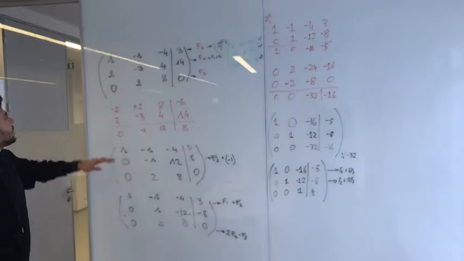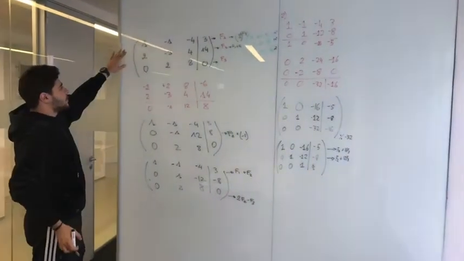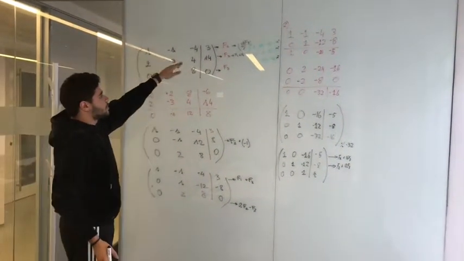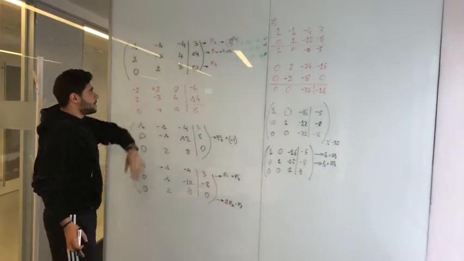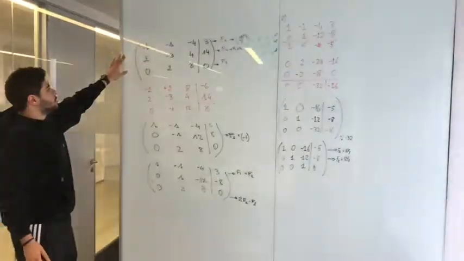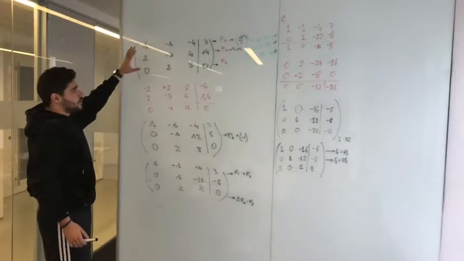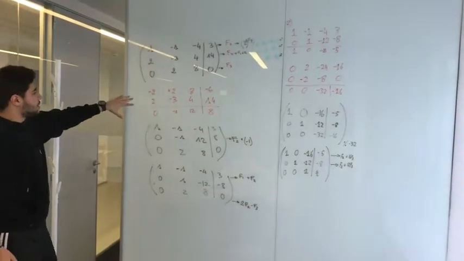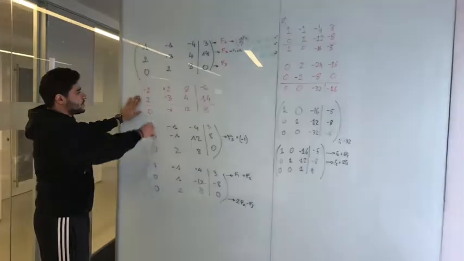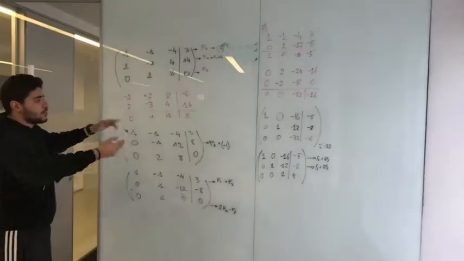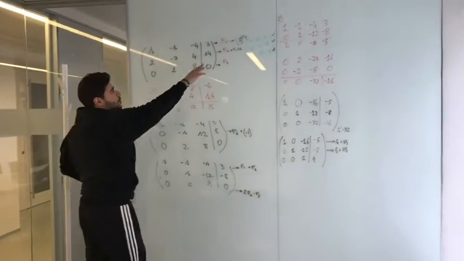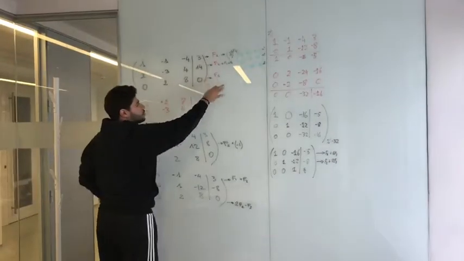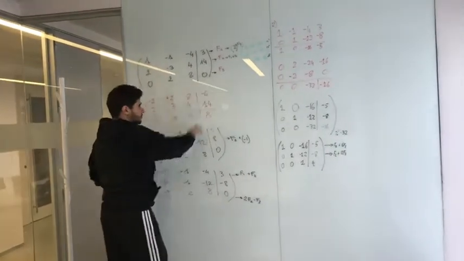So to begin with, like I was saying, we chose this matrix: 1 -1 -4 3, 2 -3 4 14, and 0 2 8 0. The black matrices are the solutions, and the ones written in red are the operations to make the solution. First we call the first row F1, the second one F2, and the third one F3.